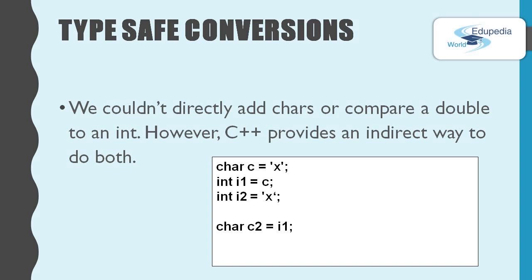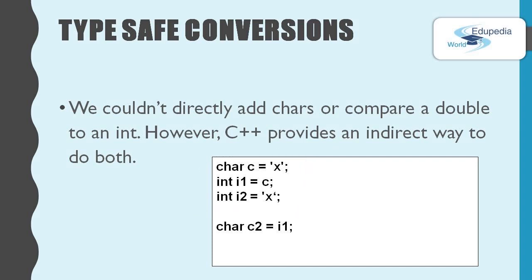Now we are talking about an important concept called type safe conversions. We cannot directly add chars or compare a double to an int. However, C++ provides an indirect way to do both. When needed, a char is converted into an int and an int is converted into a double. For example, look at what's shown here. In the first statement, we define the character variable c and initialize it with the character value 'x'.